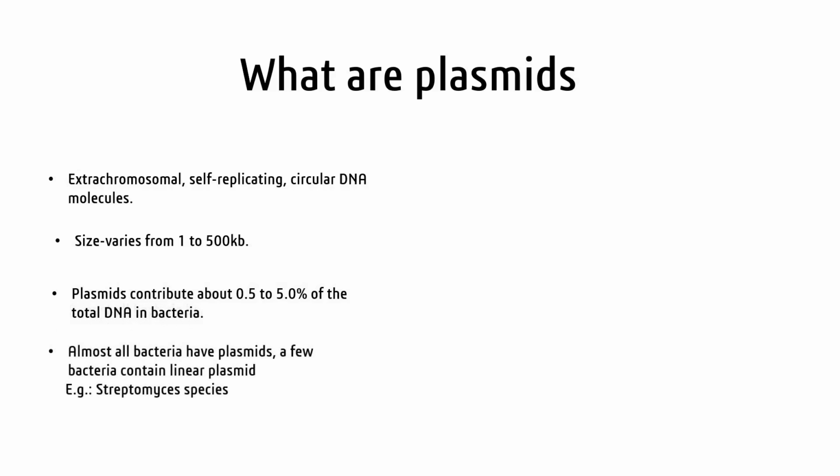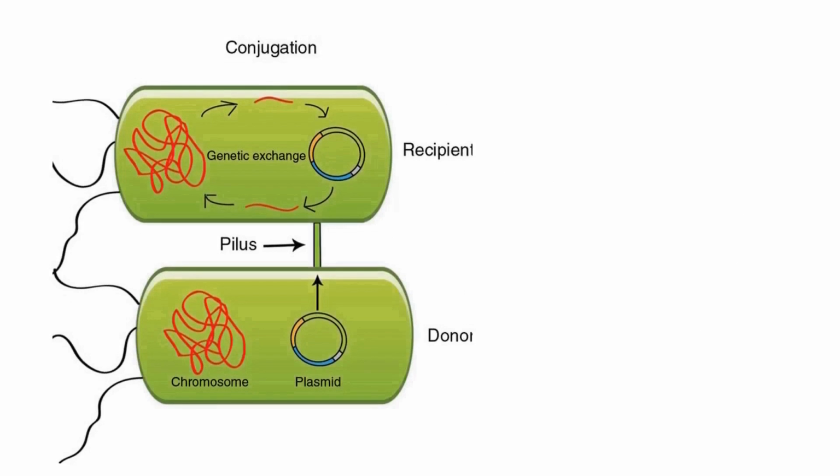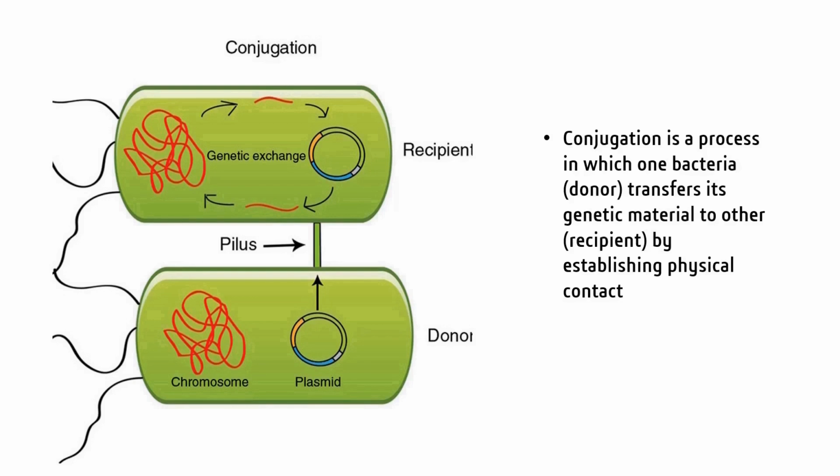Some bacteria contain linear plasmids, for example, Streptomyces species. The image on the right side depicts the bacterial chromosomal DNA along with plasmid. Usually, plasmids are transmitted from one bacterium to another, or even to other species, mostly through physical contact. This process is known as conjugation. It involves the formation of a sex pilus for the transfer of plasmid from donor to recipient cells.